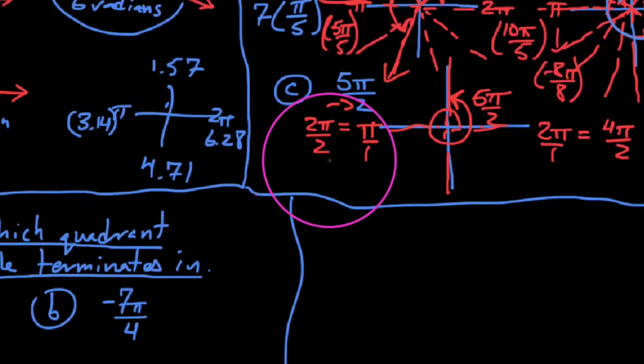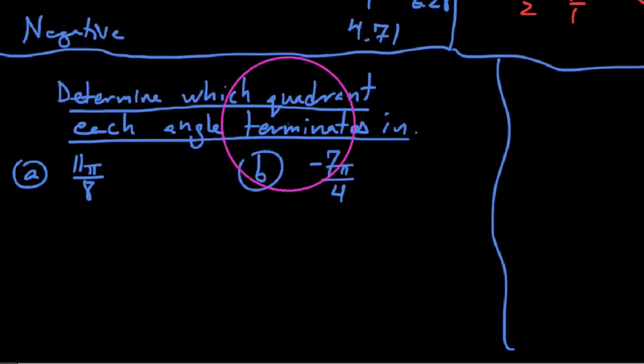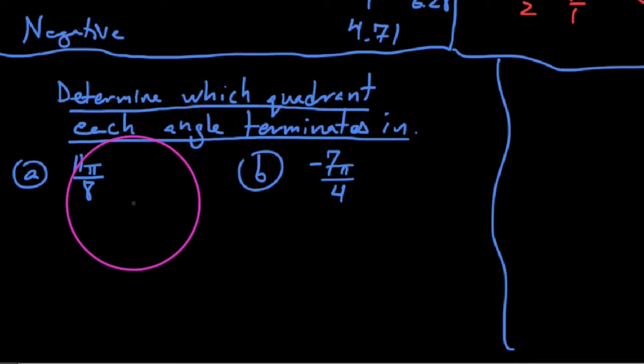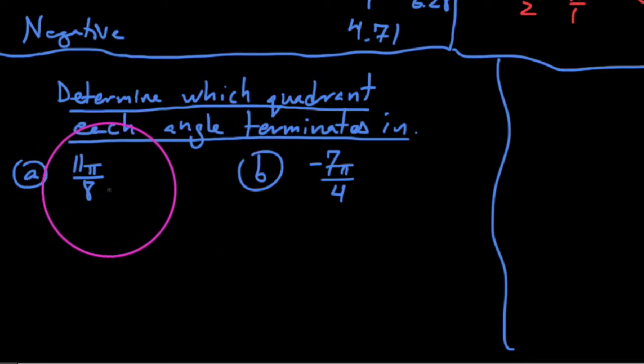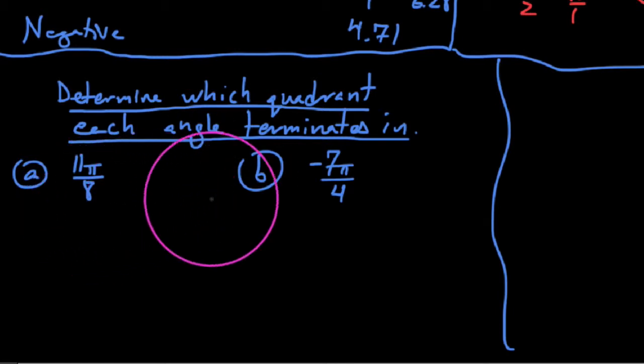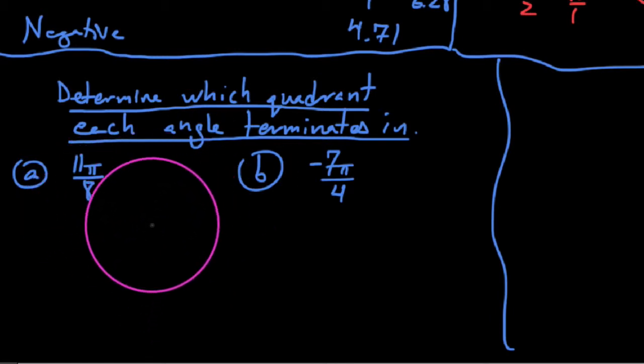So again, really quickly here, on these last two, I want to determine what quadrant each of these angles terminates in. If these were in degrees, it wouldn't be a horrible thing to do, but often in radians, people kind of have a hard time with this. So why don't we just go ahead and sketch ourselves an image?